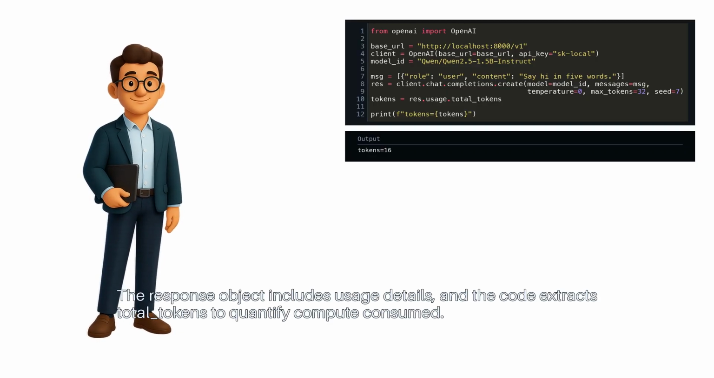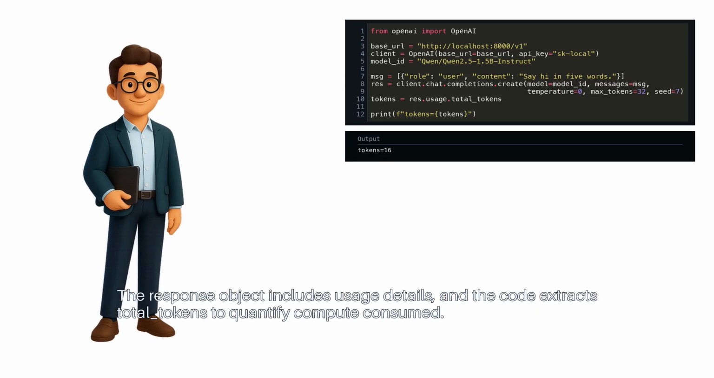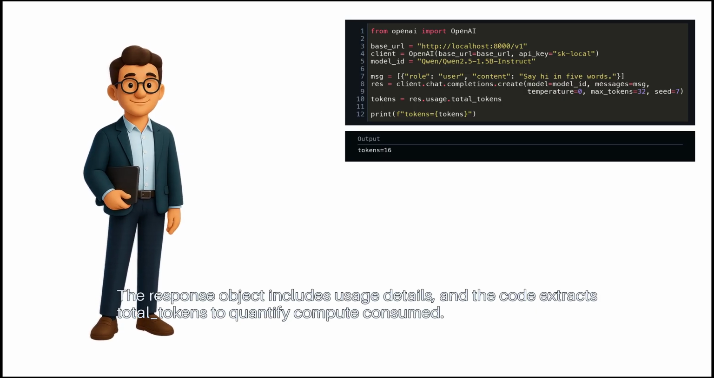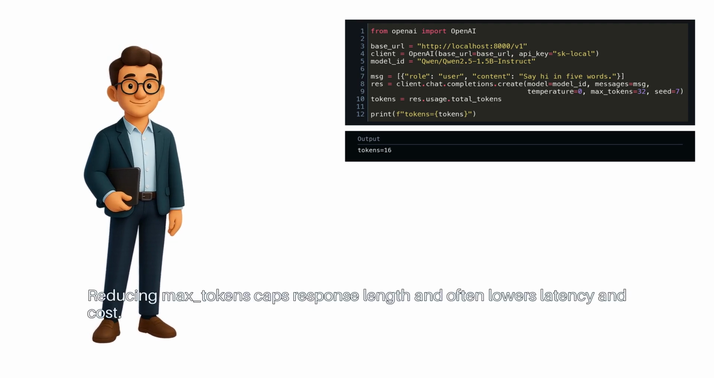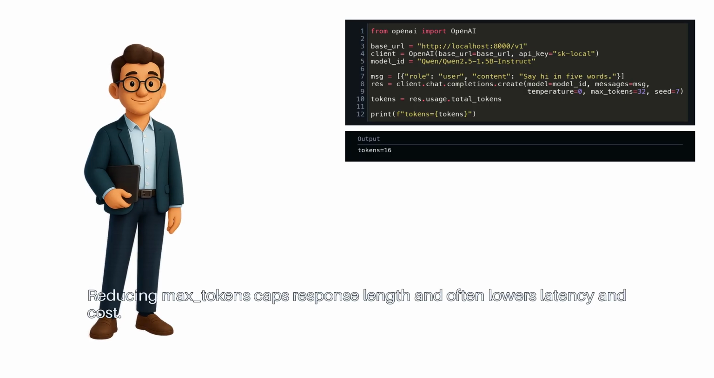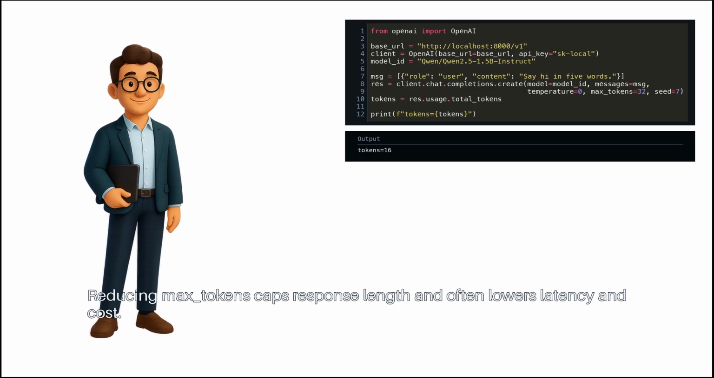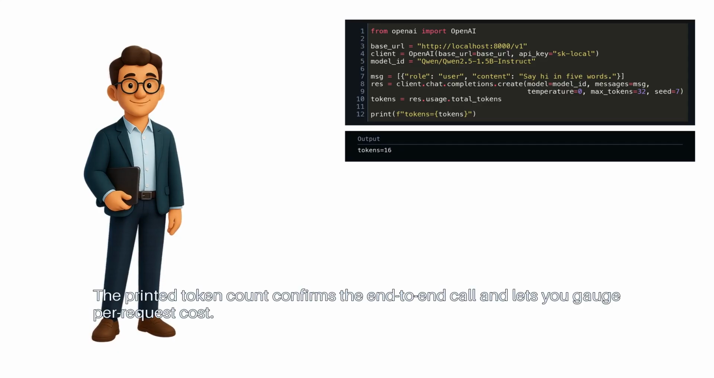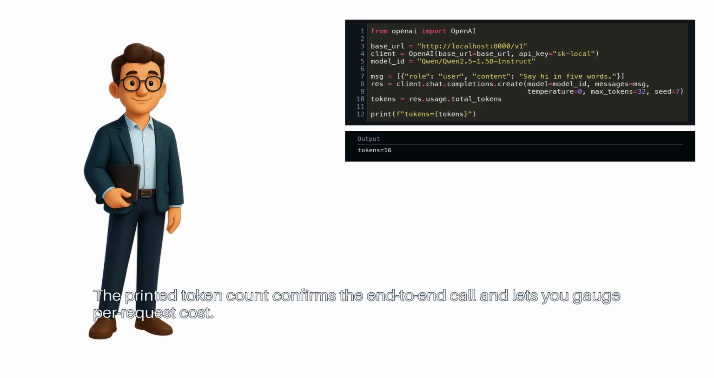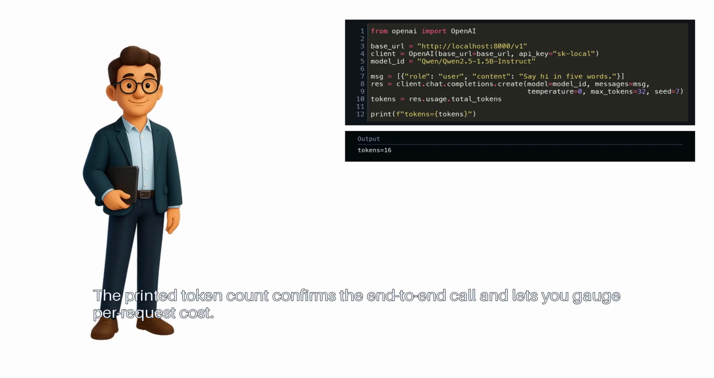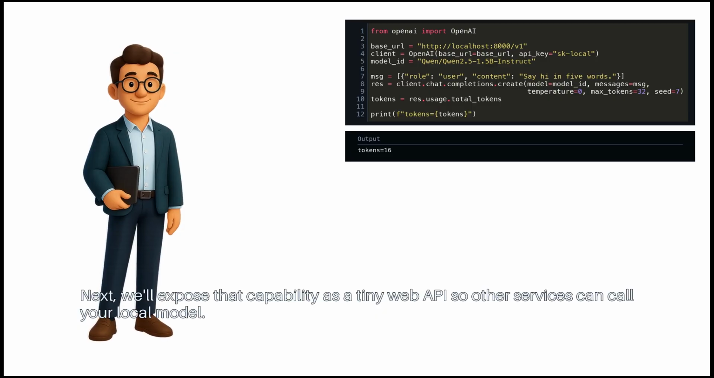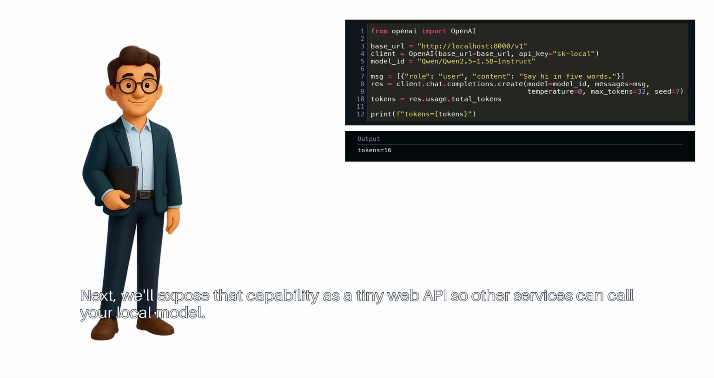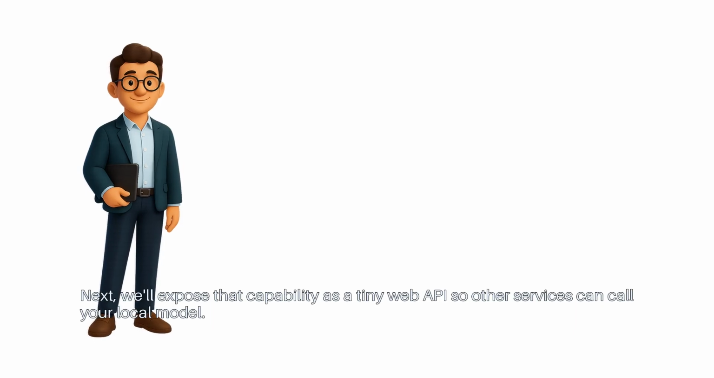The response object includes usage details, and the code extracts total tokens to quantify compute consumed. Reducing max tokens caps response length and often lowers latency and cost. The printed token count confirms the end-to-end call and lets you gauge per request cost. Next, we'll expose that capability as a tiny web API so other services can call your local model.